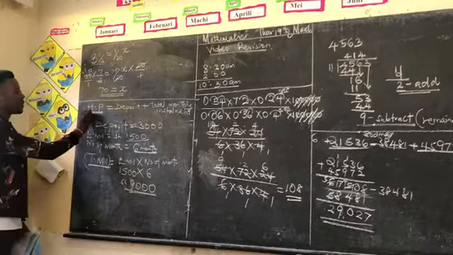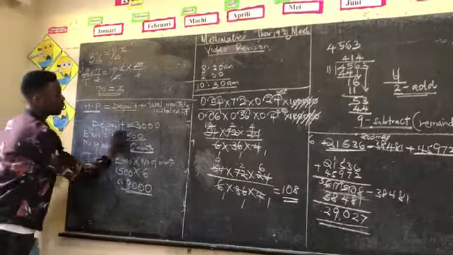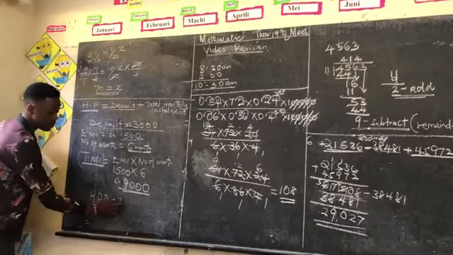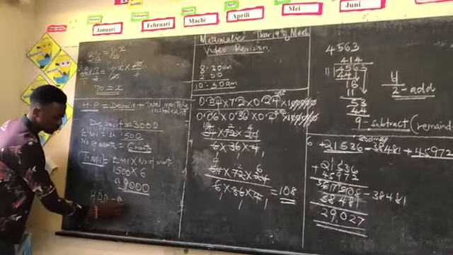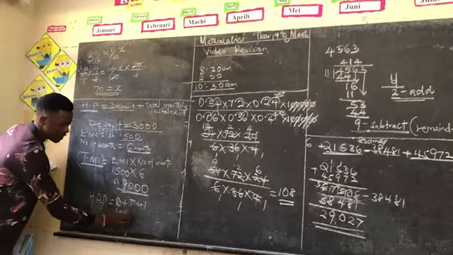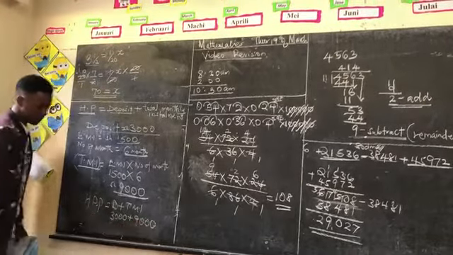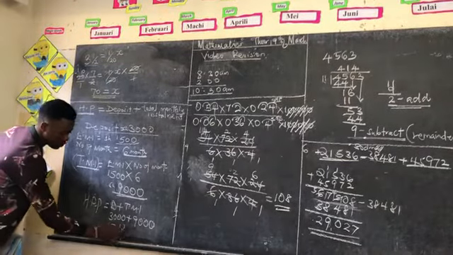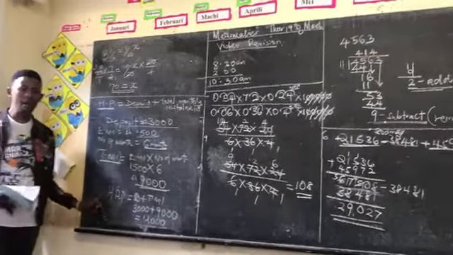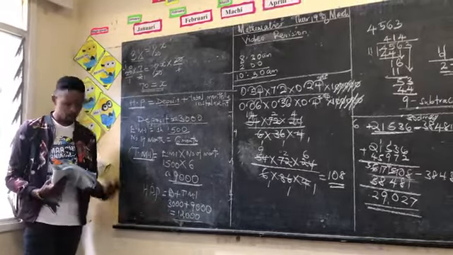Now, let's calculate the hire purchase price. The hire purchase price, we said, is the deposit plus the total monthly installment. Deposit was 3,000. So the hire purchase price will be the deposit of 3,000 plus the total monthly installment of 9,000. So that gives you what? That gives you 12,000. So that TV on hire purchase price, it was bought at 12,000.